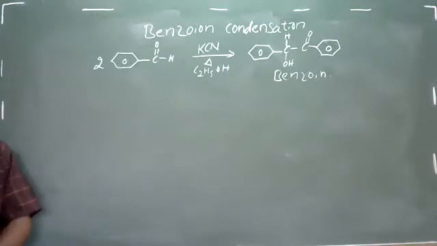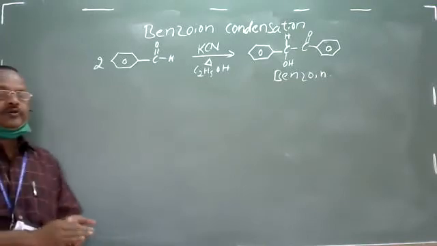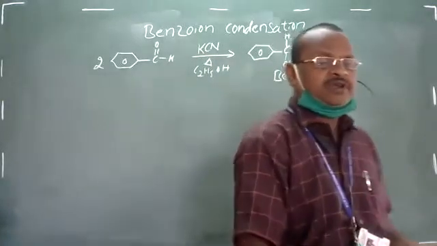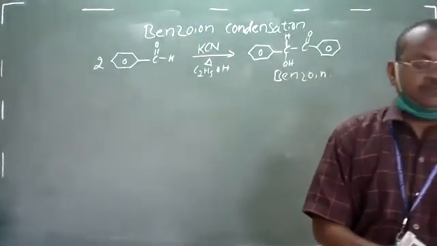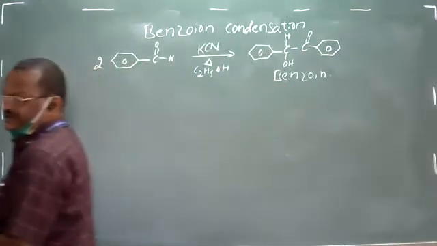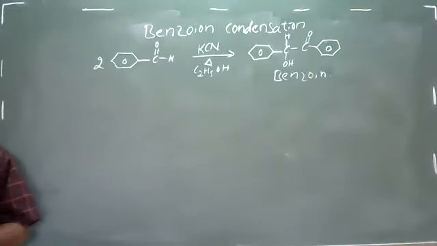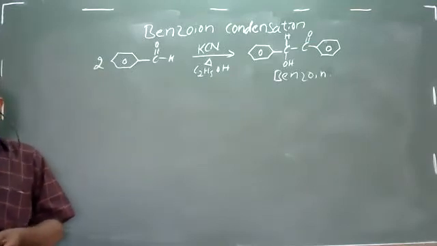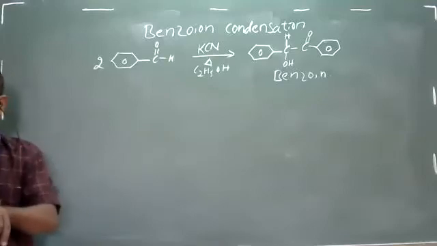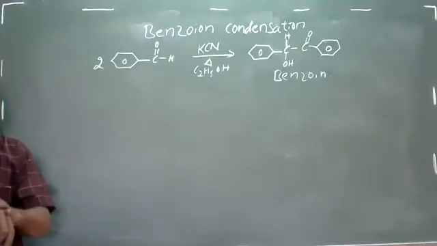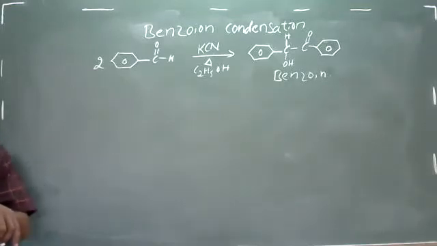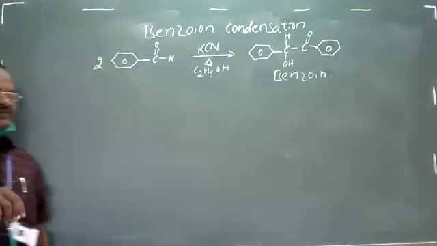So benzoin is formed. The 2 moles of benzaldehyde molecule react in presence of potassium cyanide and ethanol. When you heat it, it forms benzoin. This reaction is known as benzoin condensation. The treatment of aromatic aldehyde with aqueous potassium cyanide forms an alpha hydroxy ketone, which is called benzoin. This reaction is known as benzoin condensation.